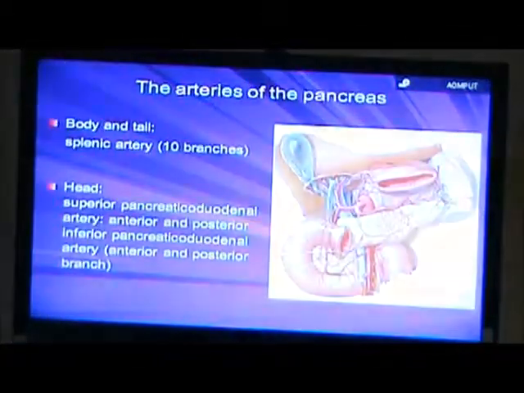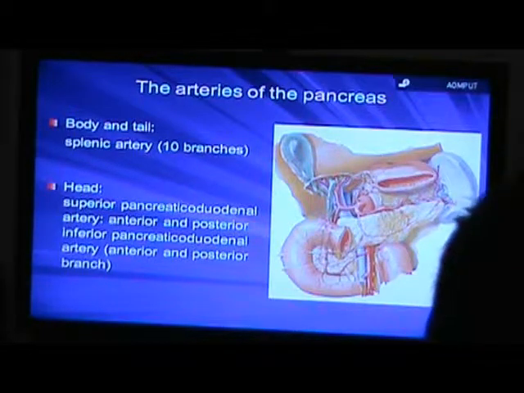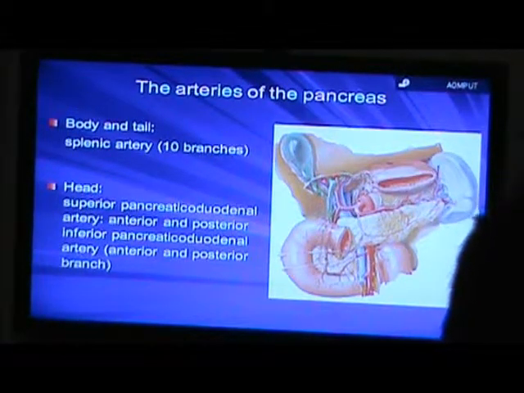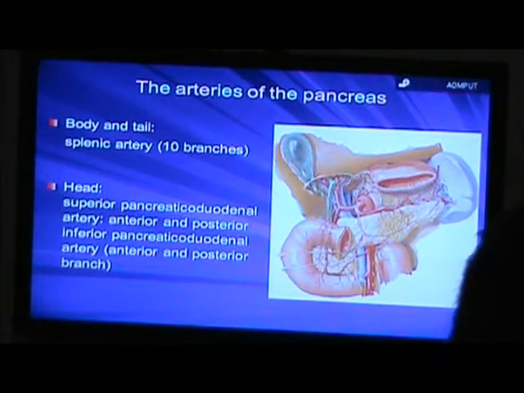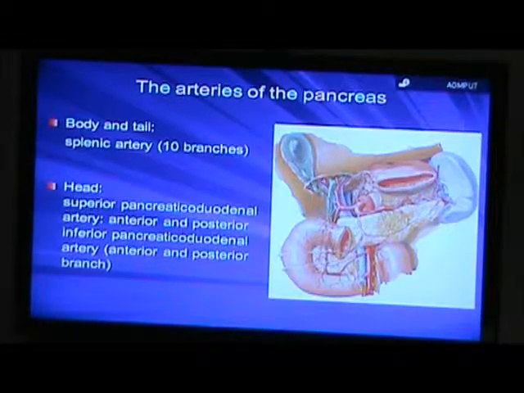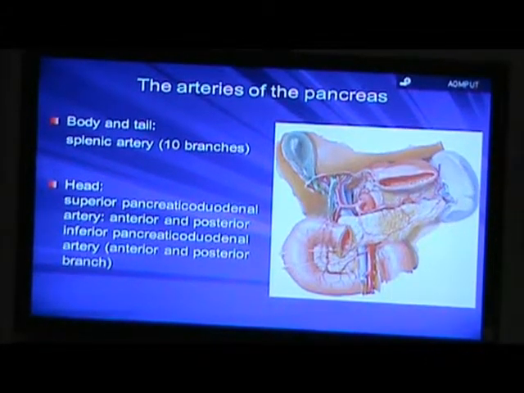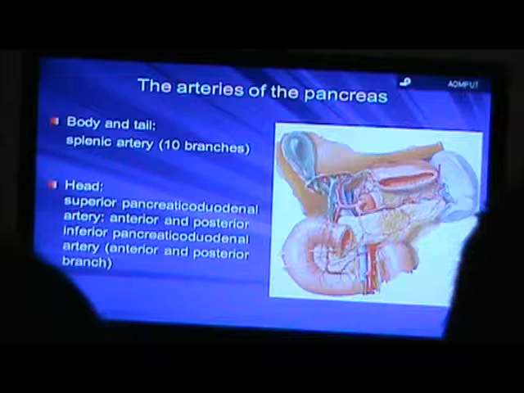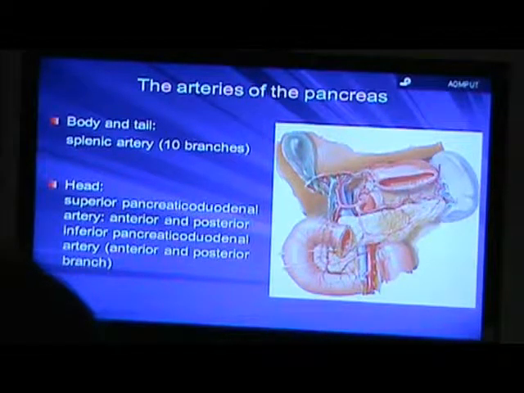The body and tail of the pancreas are supplied by the splenic artery, which sends 10 branches to the pancreas. The head of the pancreas is supplied by the superior and inferior pancreatico-duodenal arteries. We know that they have different origins. The superior pancreatico-duodenal artery is a branch from the gastroduodenal artery. The inferior pancreatico-duodenal artery is a branch from the superior mesenteric artery.